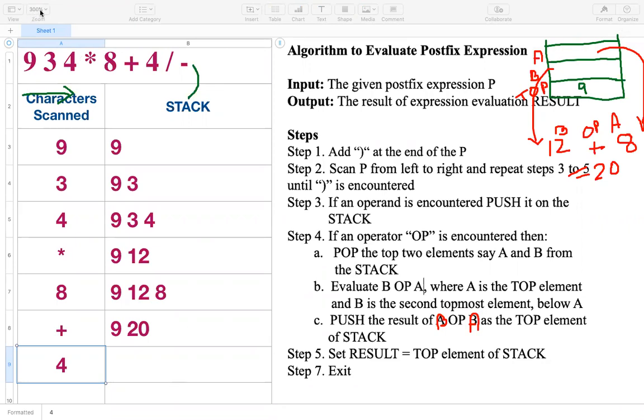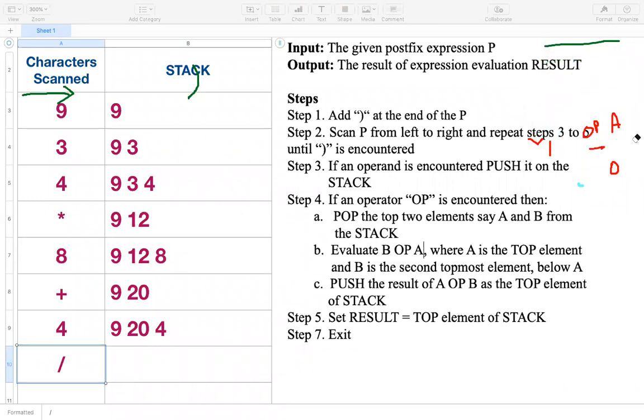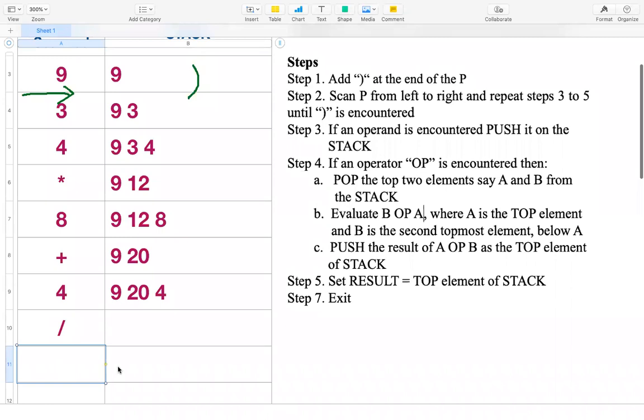So we have another operand. The operand will be pushed into the stack. Now what is my operation? My operation is division. So now when my operation is division, let me redraw my stack here.